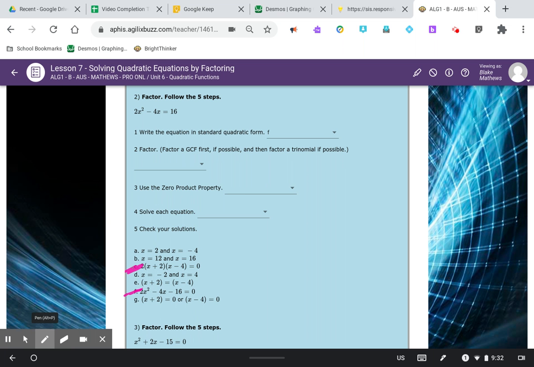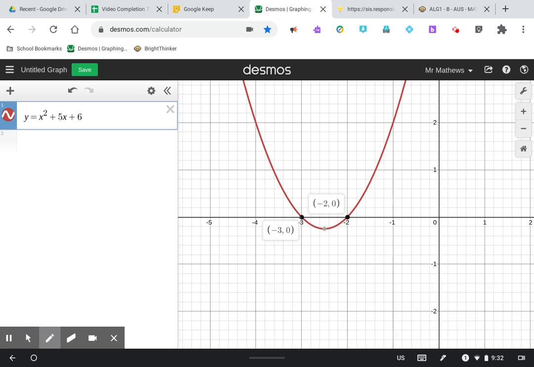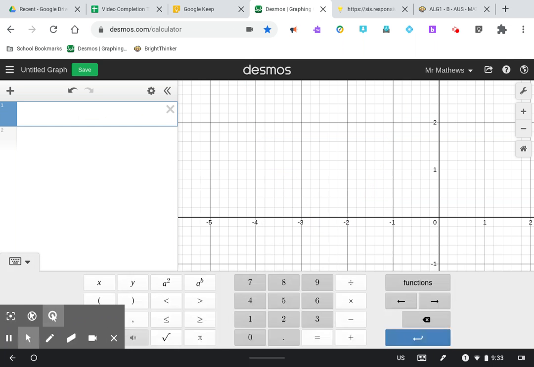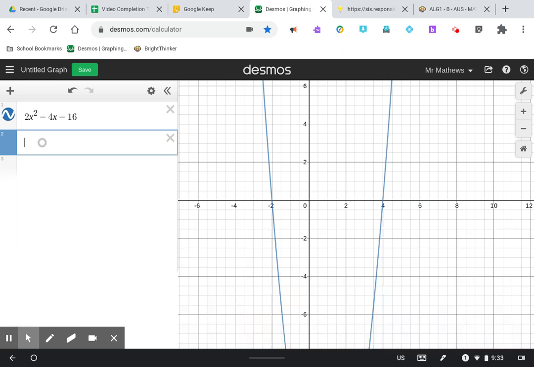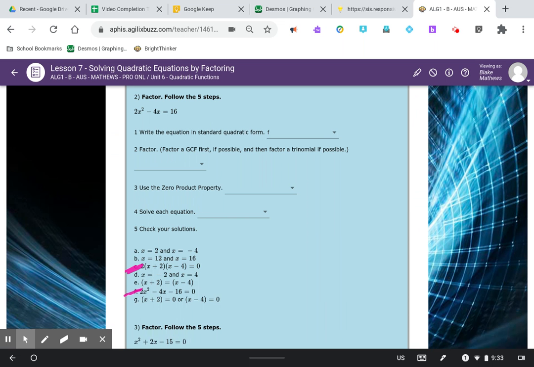So let me show you. We know that the standard form is this. So let's type 2x squared minus 4x minus 16. Okay, zoom out so we can see the whole graph, okay? And then let's check if maybe C is the correct answer.